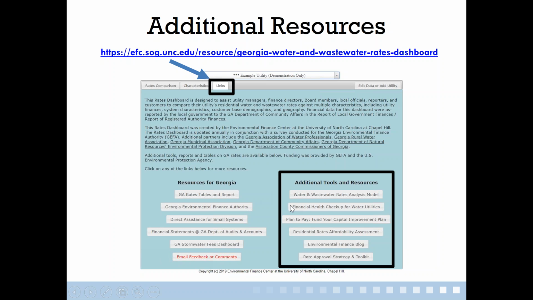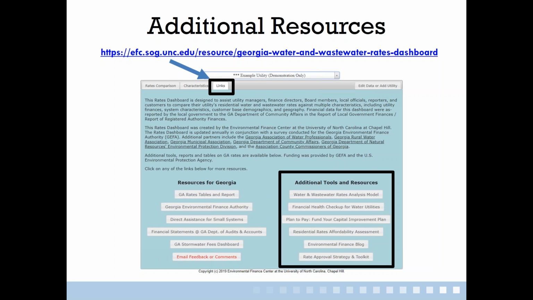If you wanted to do a more in-depth look at your rates, you could use the rates analysis model. Again, all of these things that Annalee talked about previously: the financial health checkup, the plan to pay for capital improvement, if you wanted to look at affordability, or if you wanted to look at the blog more generally, not specific to those 2 posts that I mentioned.